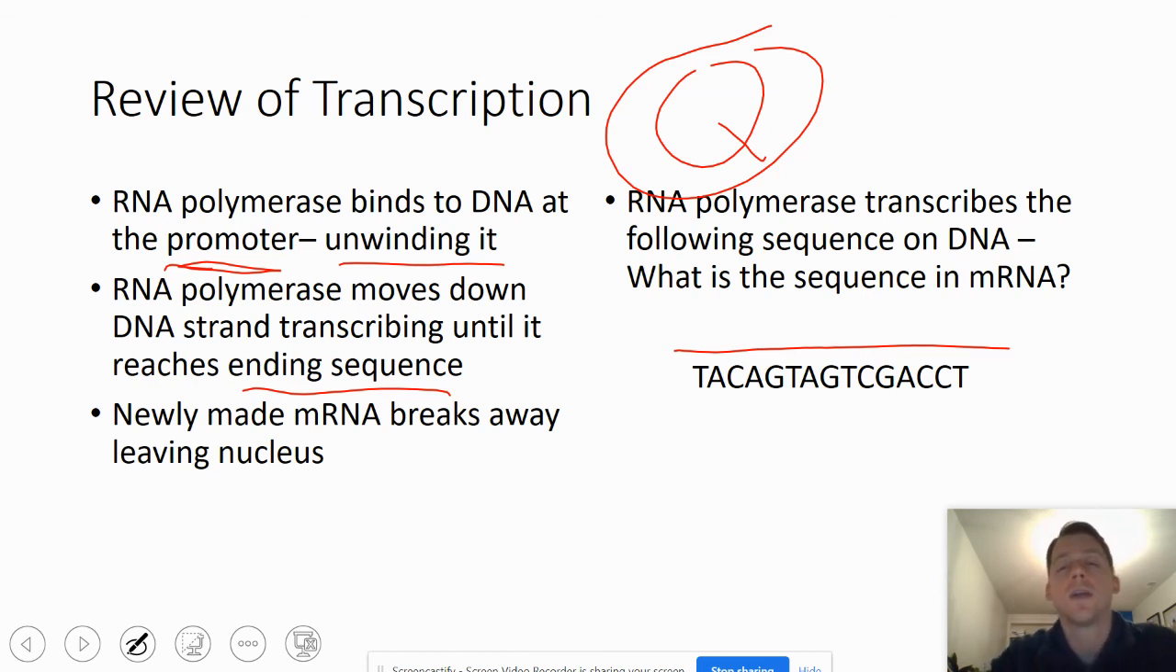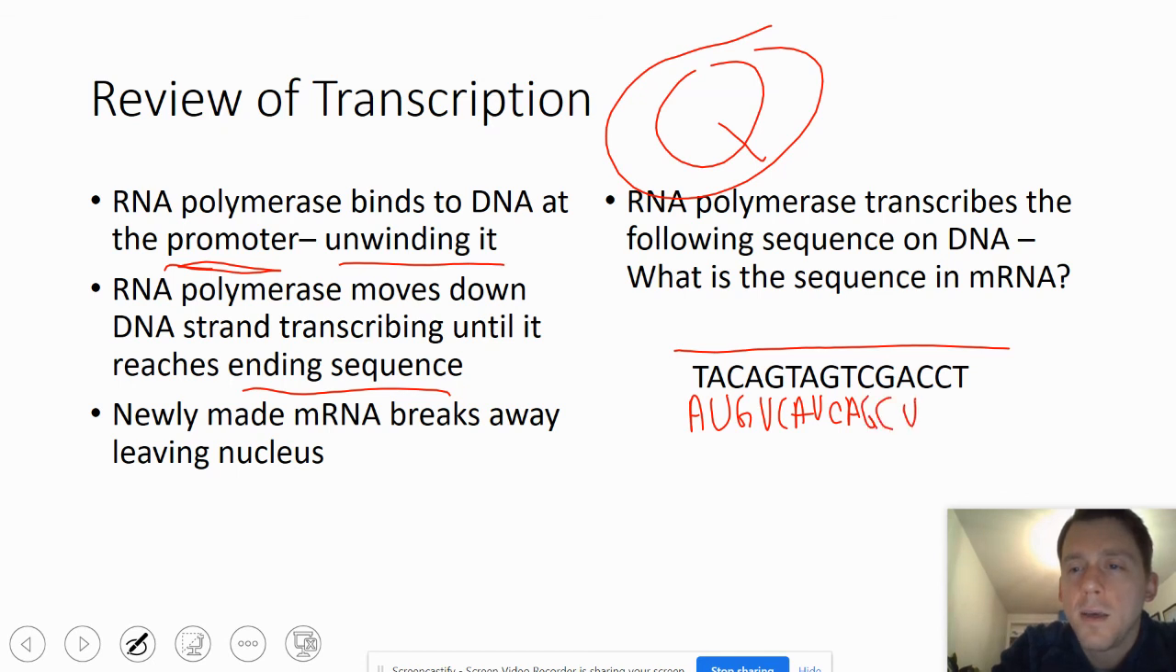Right, of course, the correct answer should be T matches with A matches with U, if it's mRNA, G, U, C, A, U, C, A, G, C, U, G, G, A. And that is the correct sequence.